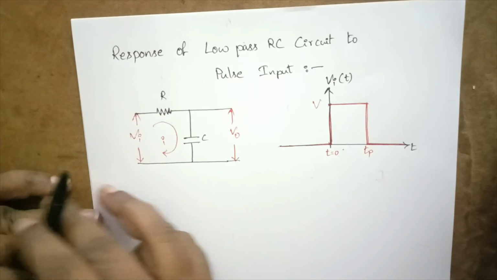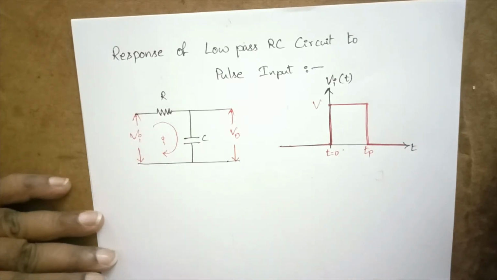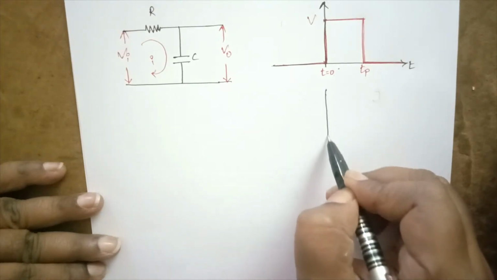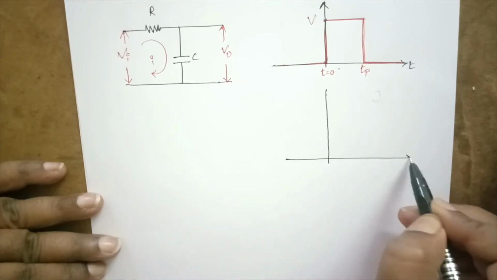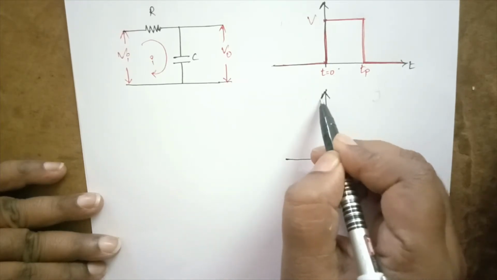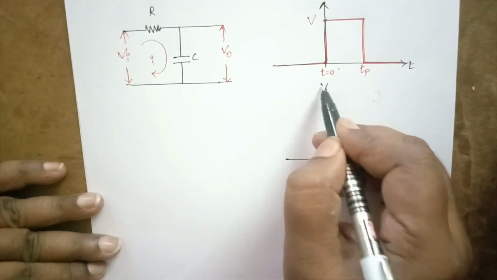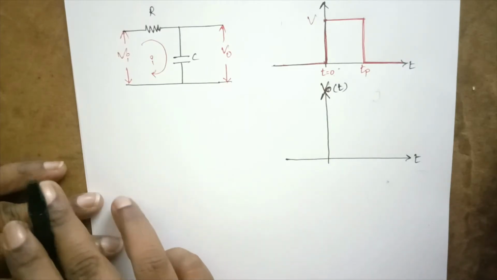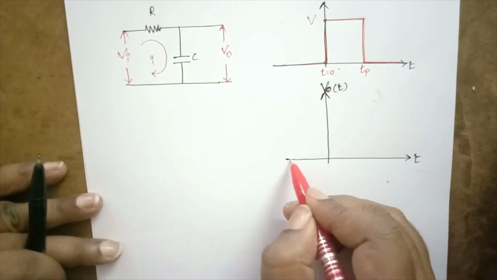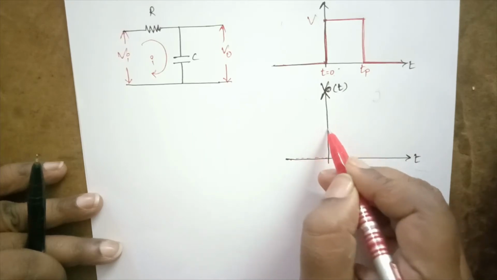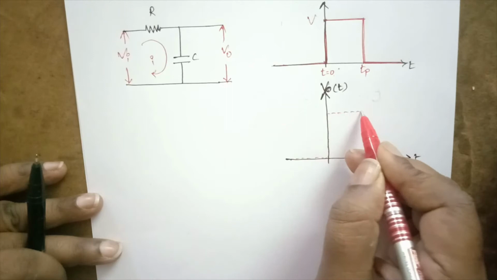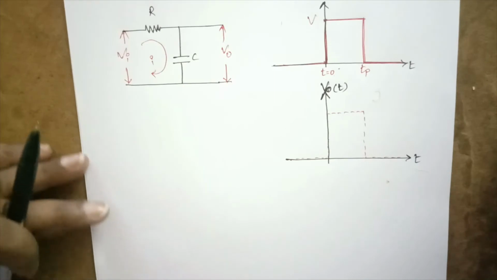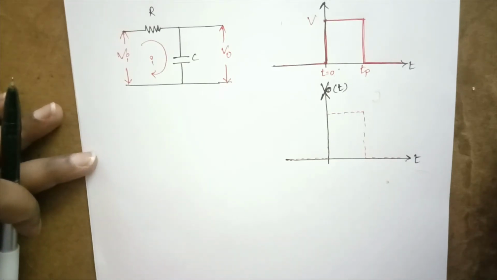Now let us see what will be the output waveform. Here I am drawing the output waveform. Here also I am taking T, but this is the output waveform, so for representing output I write V0 of T. I also represent the input waveform here with a dotted line. Now what will be the response?